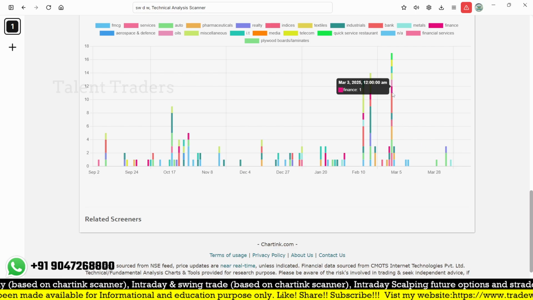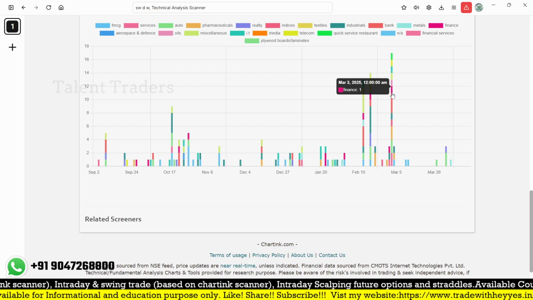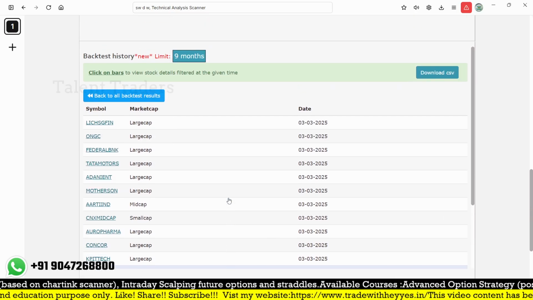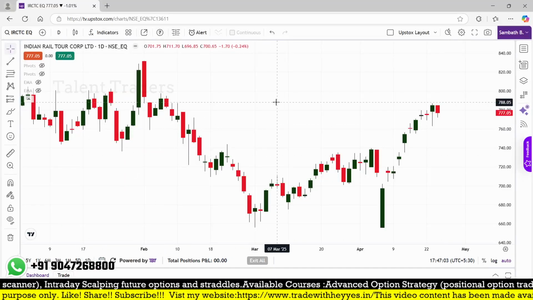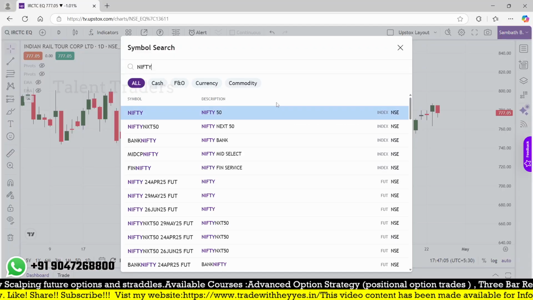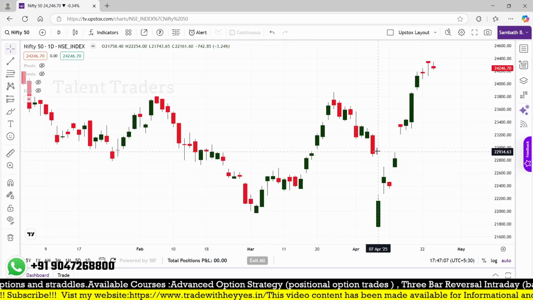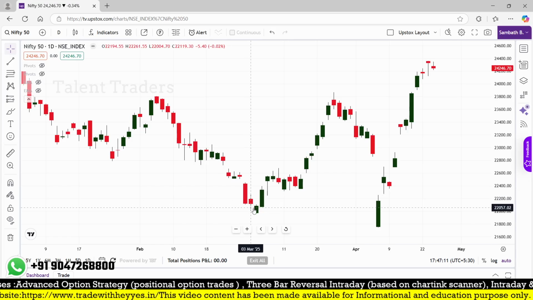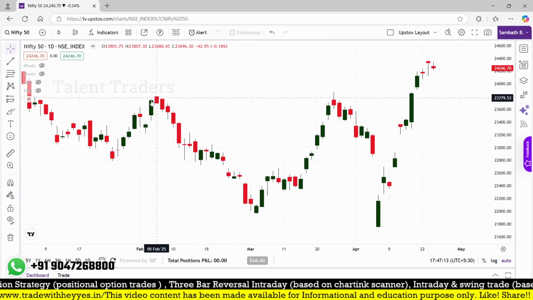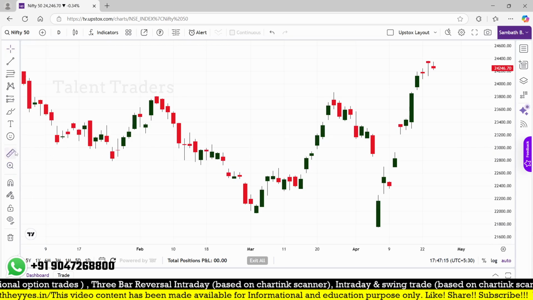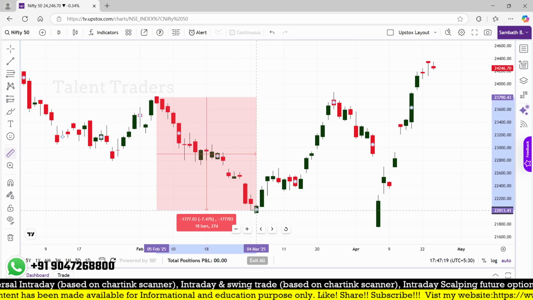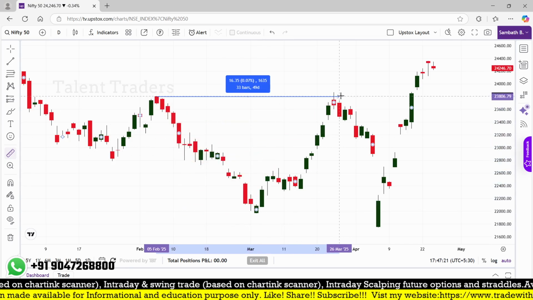Here is a particular point: on 3rd March, we have a lot of stocks. After the correction, we found a lot of stocks, so let me check Nifty on 3rd March. After the recent correction from 23,700, Nifty was down by almost 7%. After that, there is a recovery.